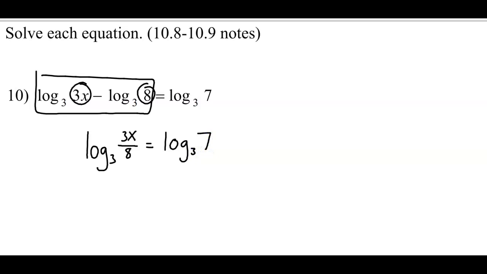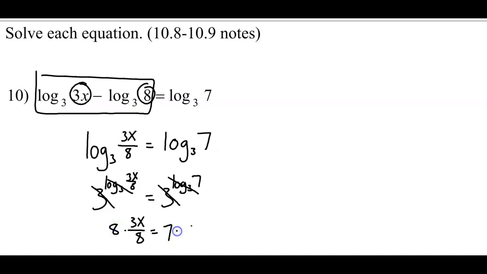Next, we're going to get rid of the logs. We do that by exponentiating both sides. So we make both sides a power of 3. And the result of that is these cancel out, and I'm left with 3x over 8 equals 7. So when you have a fraction, what you want to do is multiply both sides by the denominator. That way, it cancels on the fraction side, and I get just 3x now.